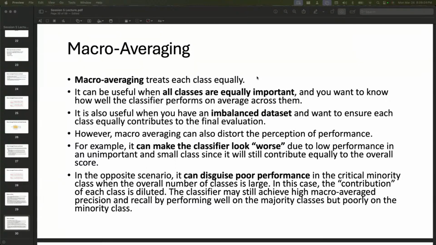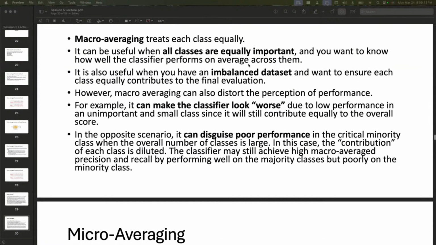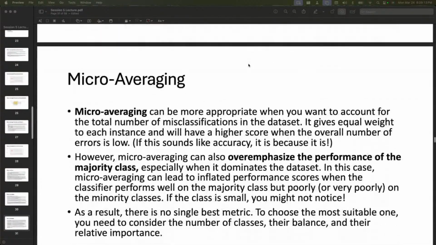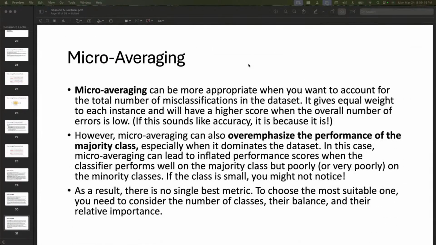But it can also disguise poor performance. What if you did really well on those 2 records and really you didn't do that well across your other records? Micro averaging, on the other hand, overemphasizes, its biggest pitfall, the performance on the majority class. So whoever's represented the most, that's basically what your metric is representing. It's representing your majority class.